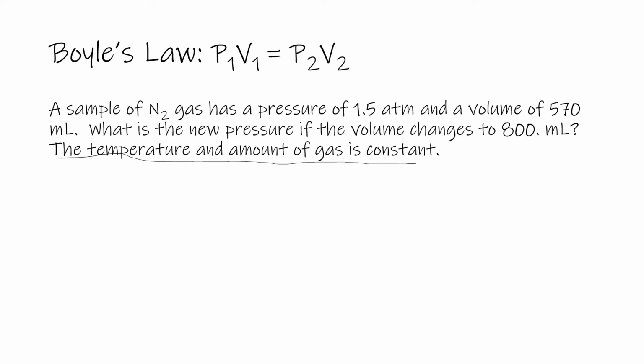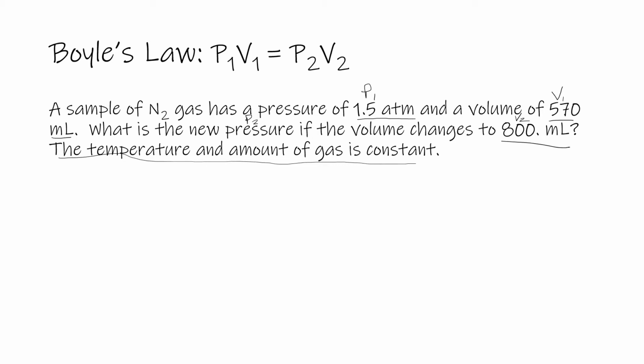Okay, so let's go through our problem here. We have an initial pressure of 1.5 atmospheres, so I'm going to label that as P1. And that has a volume of 570 milliliters, and we will call that V1. And then it says, what is the new pressure? So we're looking for pressure 2. And if the volume changes to 800 milliliters, that is our volume 2.